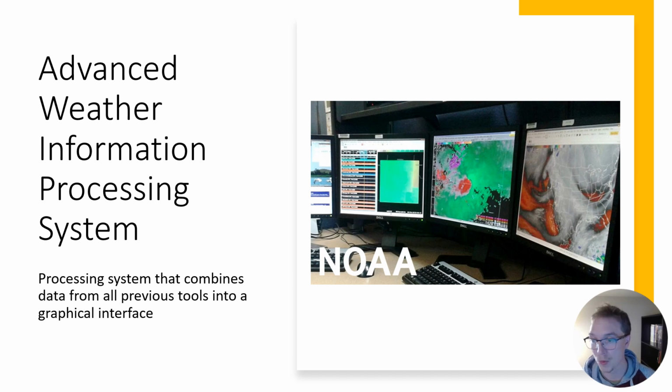Then we've got our AWIPS, what we mentioned a little bit earlier. NOAA's Advanced Weather Information Processing System. This is a computer processing system that combines data from all the previous tools that we talked about into a graphical interface that forecasters use to analyze data and prepare and issue forecasts, watches, and warnings.